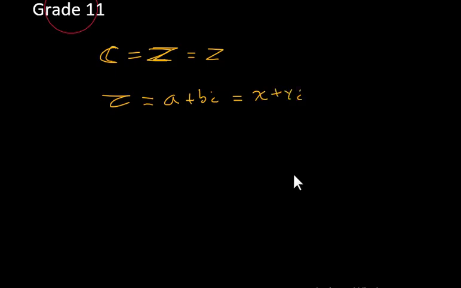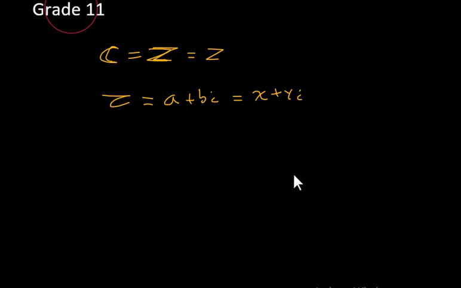But before we go to addition and subtraction of complex numbers, we have to discuss their representation. A complex number is represented by either C, doubled, or Z. But for simplicity, let's just use Z. This is the representation of a complex number. Let Z be a complex number, and it's represented by a plus bi, or you can also say x plus yi.